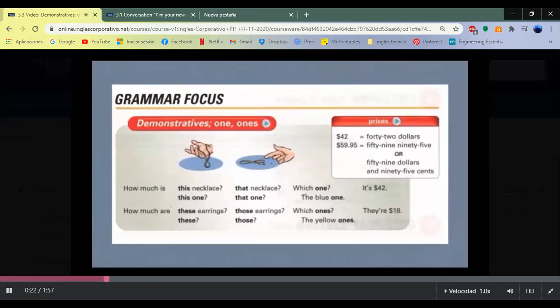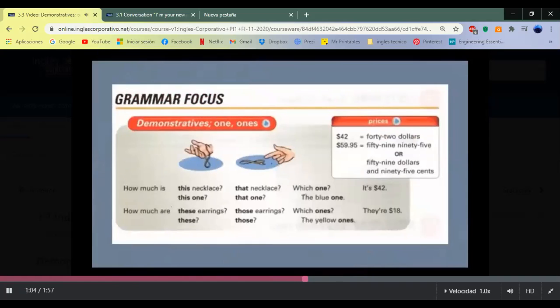Demonstratives. One, ones. How much is this necklace? How much is this one? How much is that necklace? How much is that one? Which one? The blue one. It's $42. How much are these earrings? How much are these? How much are those earrings? How much are those? Which ones? The yellow ones. They're $18. Prices. $42. $59.95.